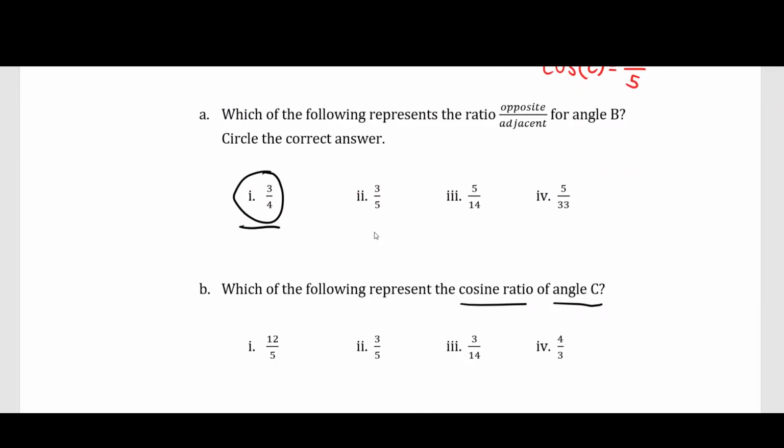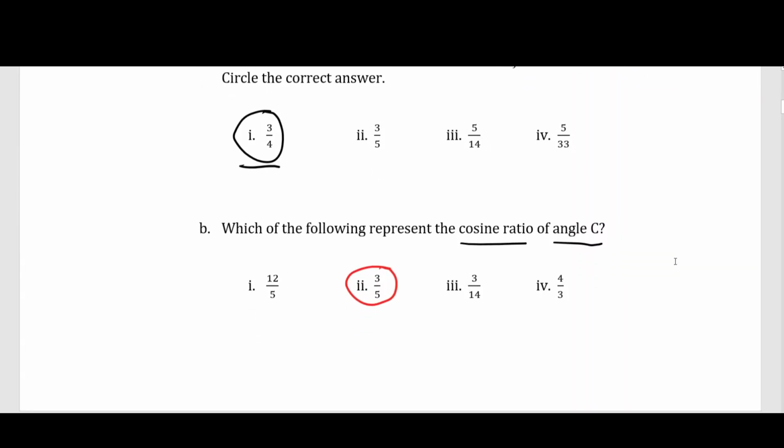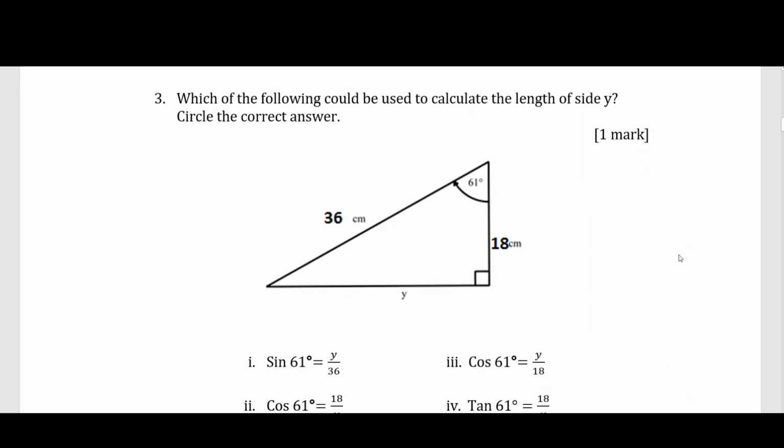Let's have a look at that one. It's here. 3/5. Which of the following could be used to calculate the length of side Y? Do that in blue. The side Y. So here's where Y is, and we've got this angle here, 61. Okay, so Y is opposite 61. This side here is the adjacent, and this side here is the hypotenuse.